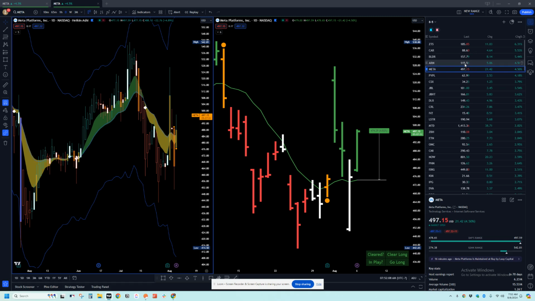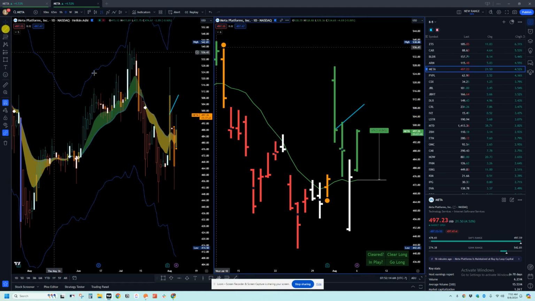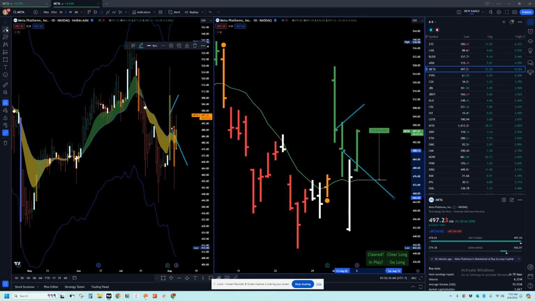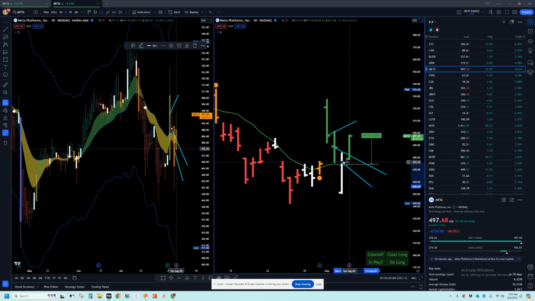Meta was the one that got away. I messed up on Meta because I bought on this day. I sold on this day, which was okay. But there was a rebuy here, man. This white candle is actually a rebuy. So it'd be interesting to have GPT understand this rebuy signal right here. And it would have paid off 4% today.